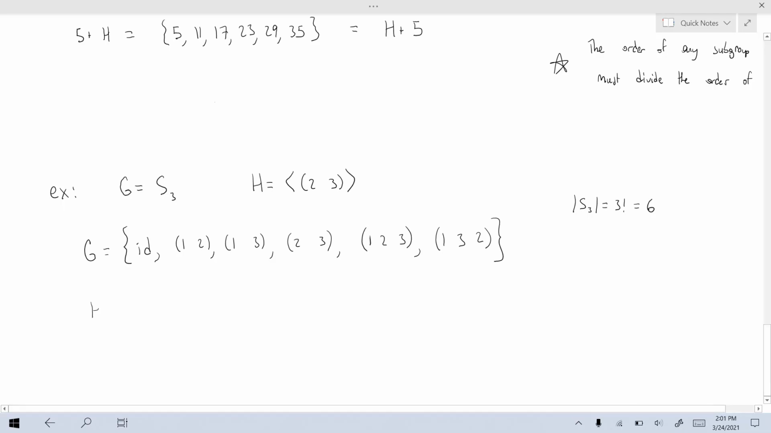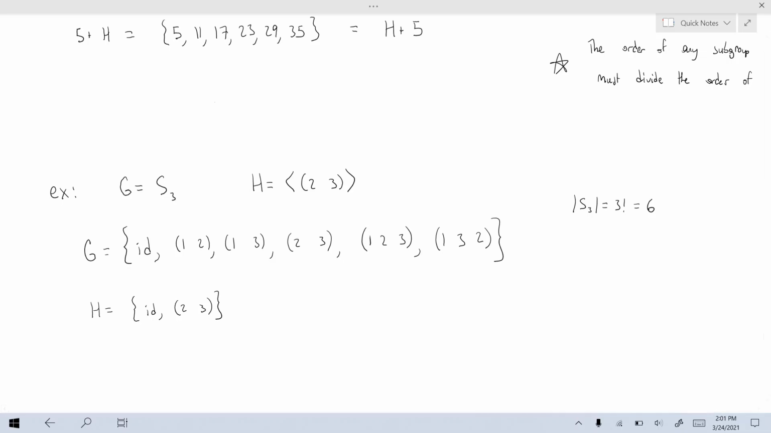Okay, so what about H? Certainly the identity is one of the elements of H, and of course (2 3) is an element of H. From my previous video, I said that the order of a cycle was equal to its length. So (2 3), being a transposition, is a cycle of length 2, so it's of order 2. It would only generate a cyclic group with 2 elements in it, so that would be it.